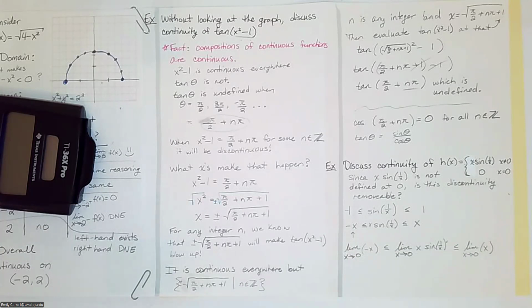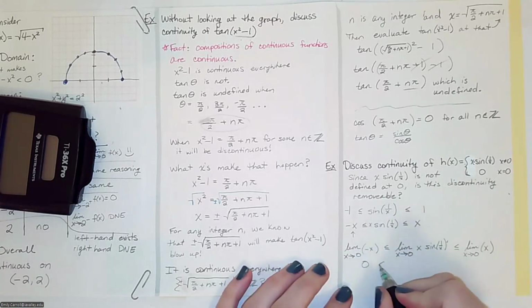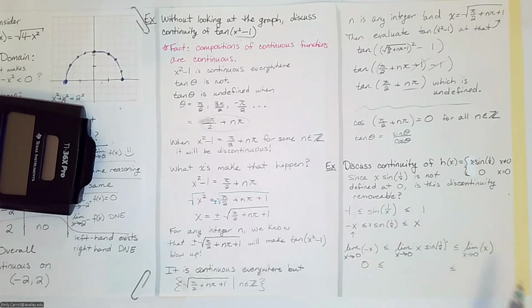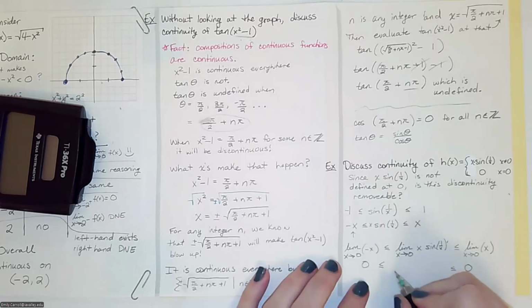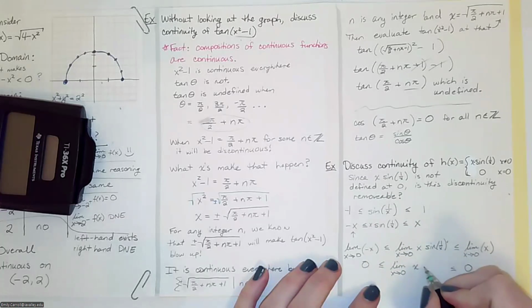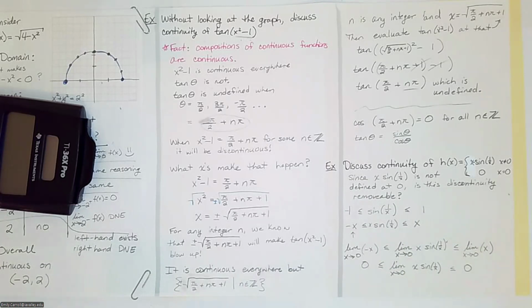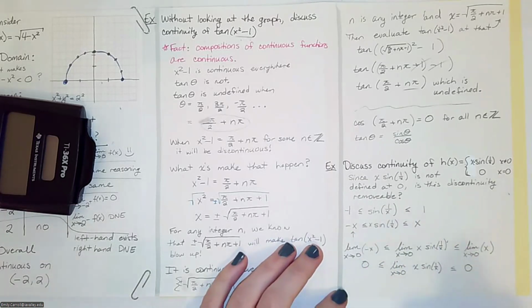But this gives me something cool, because the limit as x goes to 0 of negative x is 0. And the limit as x goes to 0 of positive x is also just 0. And what do we have here? We have squeeze theorem. So therefore, this is equal to 0 by squeeze theorem.